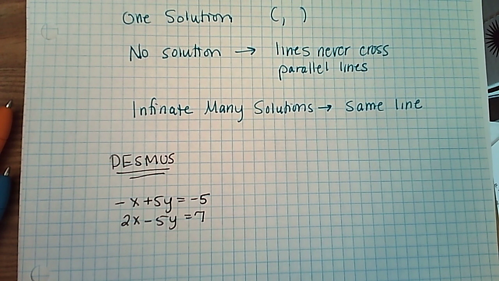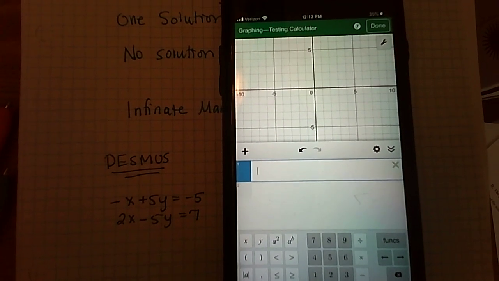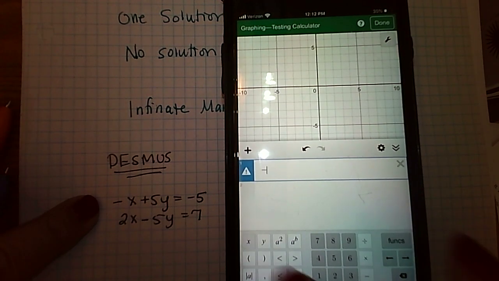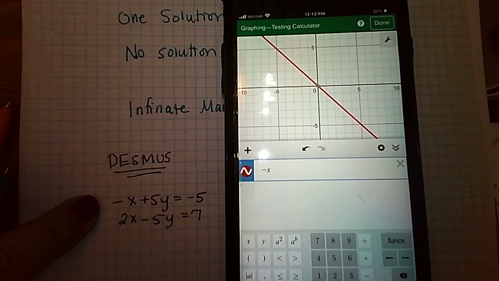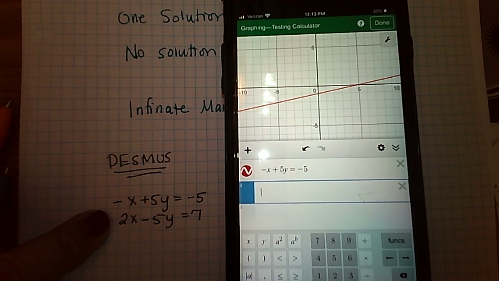So let me get my Desmos calculator. I meant to put it on earlier, forgot. Come on, Desmos. There we go. All right. So now, when I'm in Desmos, it's kind of hard to see. A little bit better. Okay, I'm going to put in my two equations. So I have negative x, and remember the negative is the subtraction sign on Desmos, not on the graphing calculator, plus 5y equals negative 5. That's my first line. Then I'm just going to hit enter, and it's going to give me a new box. That's going to be my new equation. 2x minus 5y equals 7.